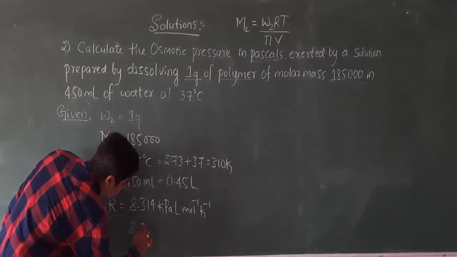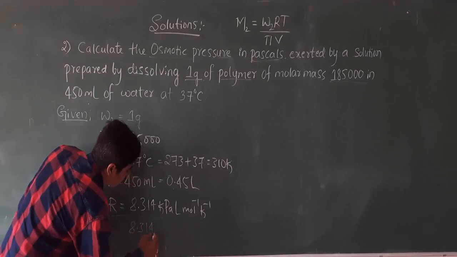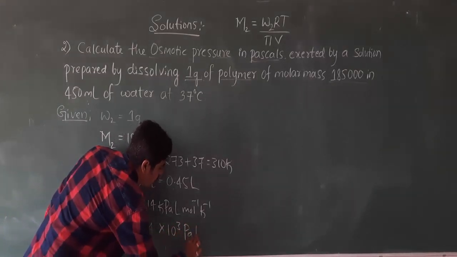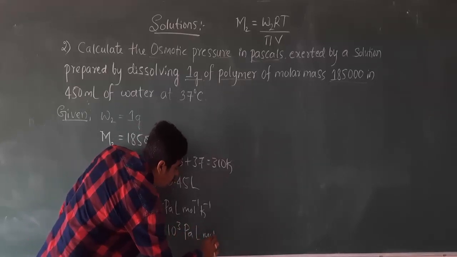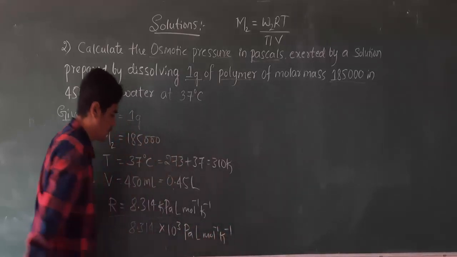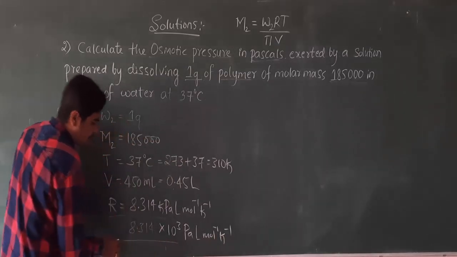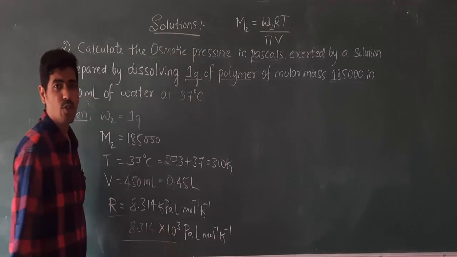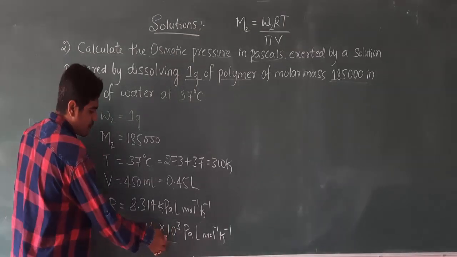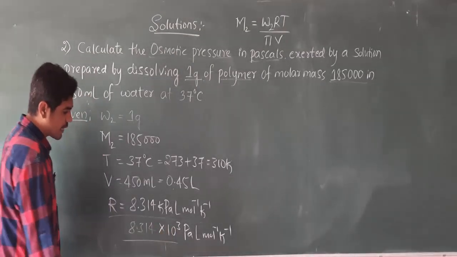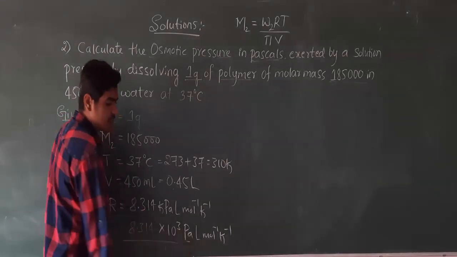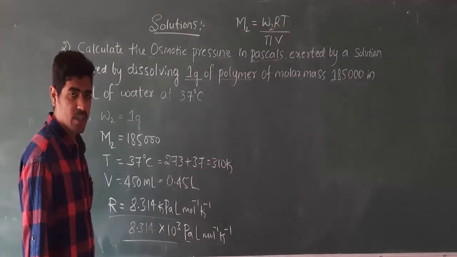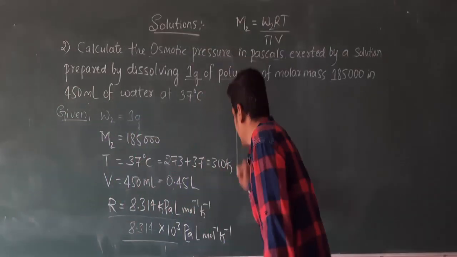So 8.314 into 10 raised to 3 pascal liter per mole per Kelvin. So simply multiply this with 1000, that can be written as 10 raised to 3. So upon multiplying with 1000, you will get the value in pascals. Okay. Now all these are given things.